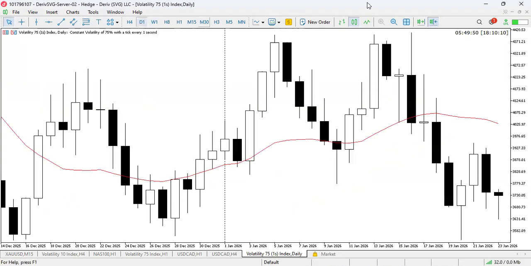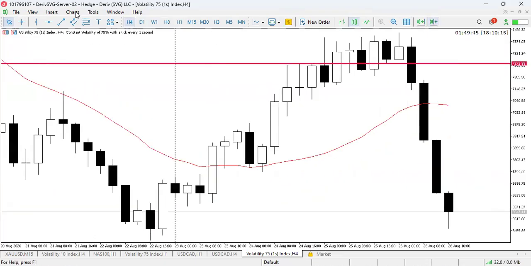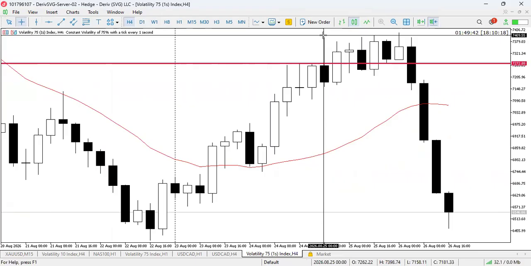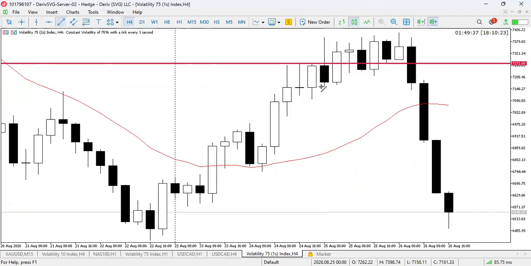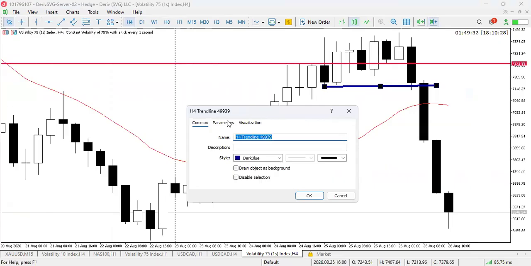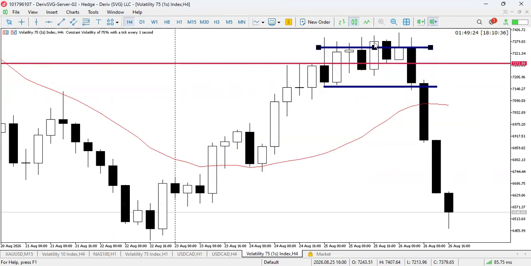Now, having done that, let me go to 4 hour. I'm going to mark the high and low of the first two 4 hour candles of the day. I'm going to mark this area here, the high and low of this candle, which is the first 4 hour candle of the day, and then I'm going to mark the second candle as well. So this is the first candle, this is the second one.